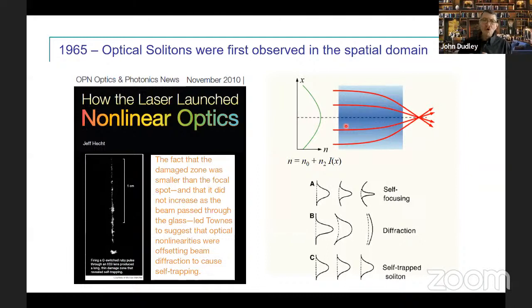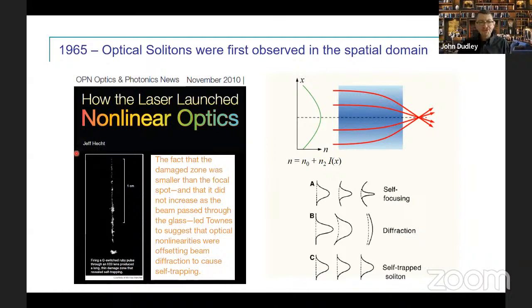One area of research which was not really considered to be an application, but more of a problem, was the fact that when you focused one of these pulsed lasers with high energy into a material, just like a piece of glass, the glass would damage the material. It would create a filament where the structure of the glass would be permanently deformed.